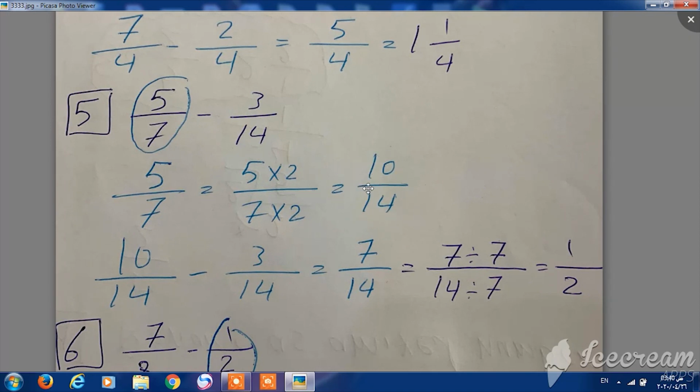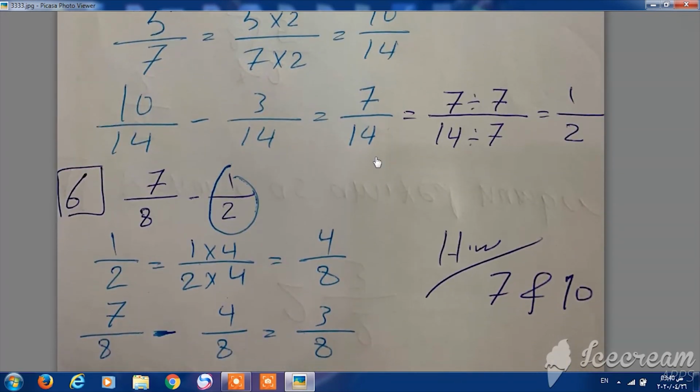So we put it in the place of 5 over 7. We put it there, we have 10 over 14 minus 3 over 14. 10 minus 3 equals 7, and we put 14. We get 7 over 14, and you can simplify this fraction by dividing by 7. 7 divided by 7 equals 1, and 14 divided by 7 equals 2, because 2 multiplied by 7 equals 14.